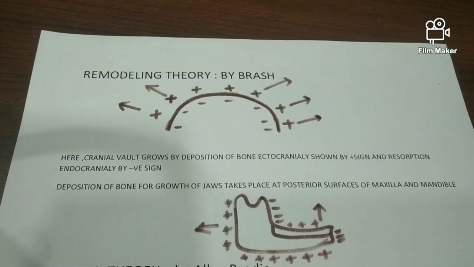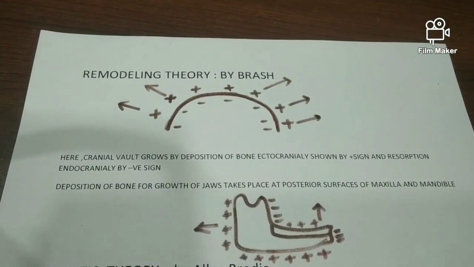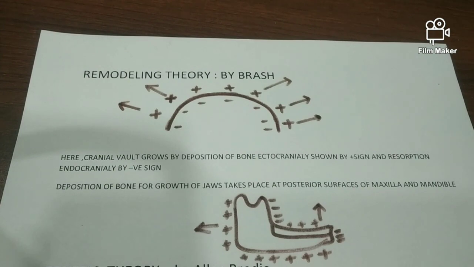There are many more other theories which are not considered over here. So let's learn briefly about the other 5, and lastly we will learn about the main functional matrix theory. So the first theory, remodeling theory, which is given by Brash.